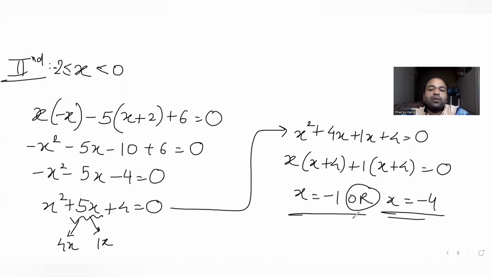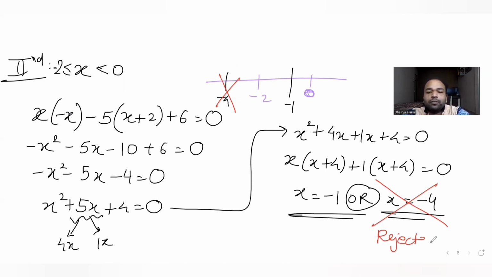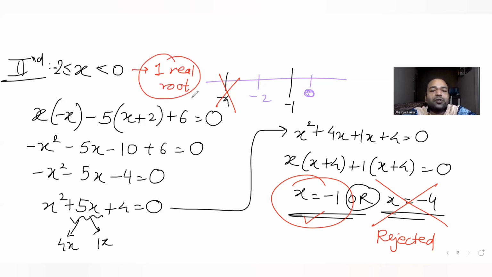So we get again two values of x. Now our region was between 0 and -2. So when it is between 0 and -2, only x equal to -1 is going to satisfy. -4 is beyond this region, so it does not satisfy in this region. So this value is again rejected, and we get one answer from this region as well. So from this also we get one real root which is satisfying the quadratic equation given to us in terms of absolute values. Now let's see the third region which we get here.